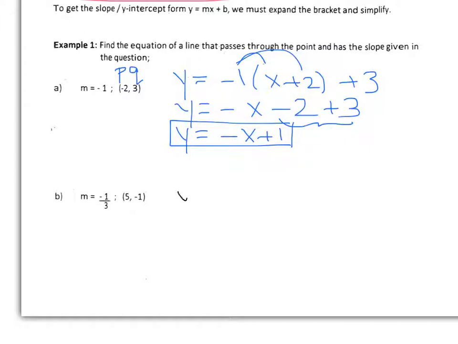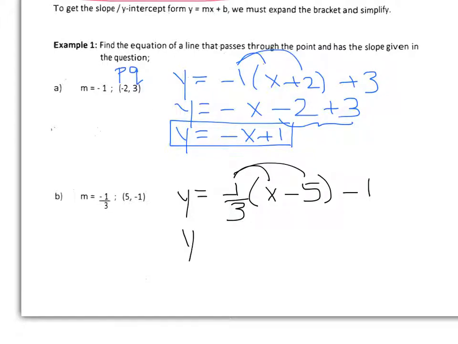In part B, there will be some fractions, and that's okay, we're going to work with the fractions. y equals negative 1/3 bracket x minus p plus q. We're going to expand with the distributive property. So y equals negative 1/3 x, and then we're going to multiply negative 1/3 by negative 5. Now negative 5 over 1 gets multiplied by negative 1/3 by doing the top times the top, numerator times numerator, and denominator times the denominator. So we're left with positive 5 over 3.